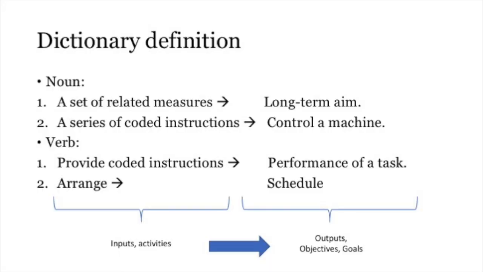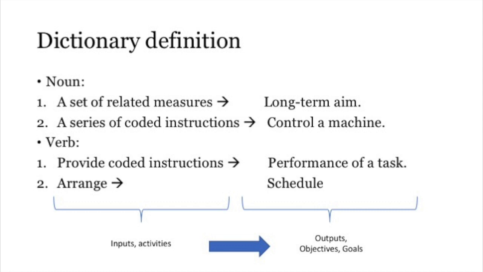Now, when you look into these definitions, either as a noun or a verb, you can see that there are two parts to them. Whether a noun or a verb, it is a set of measures, a set of coded instructions, providing these instructions or arranging these activities. You have that part which consists of inputs that you're putting forward or activities that you are performing to achieve some outputs, some objectives, some goals, some task, or some control of something, or some schedule or plan.